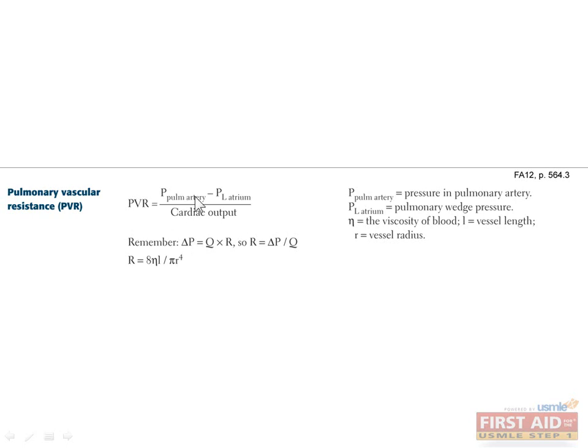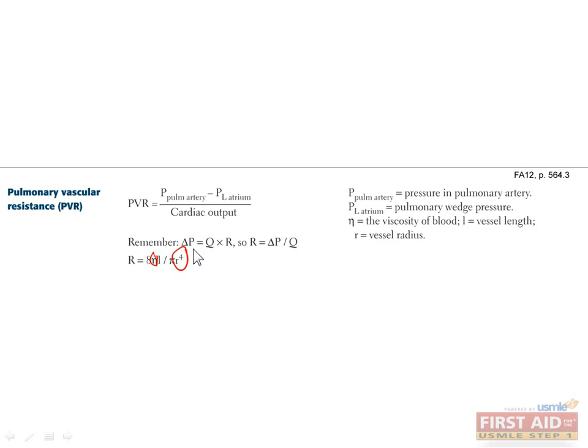Resistance equals the pressure gradient divided by flow. In this case, R is pulmonary vascular resistance, Q is cardiac output, and the pressure gradient is delta P, which is the difference in pressure between the pulmonary artery and the left atrium. Pulmonary vascular resistance is directly proportional to viscosity and inversely proportional to the radius raised to the fourth power, which indicates that the radius is the most important contributing factor to resistance.